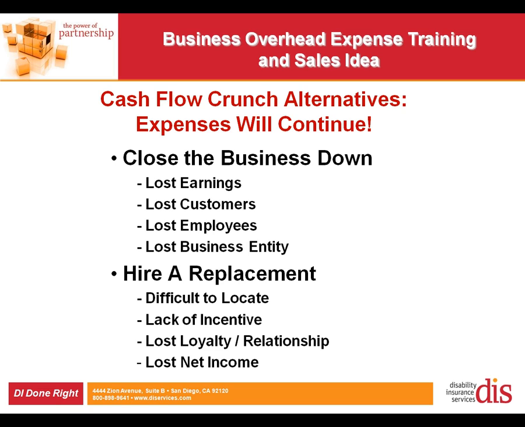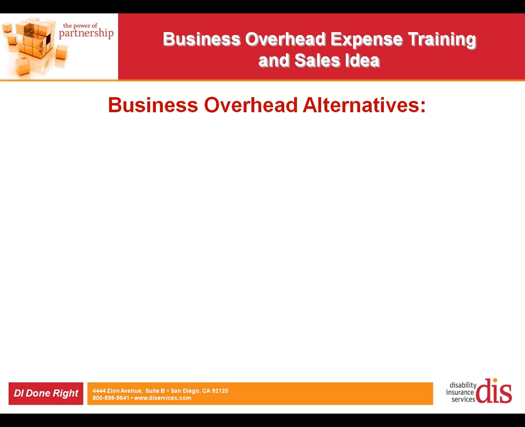Moving on, you may lose loyalty or relationship with your existing clients, your existing customers, if you hire somebody that you don't have as close of a relationship with as you or the client did before they became disabled. And essentially, that could lose some net income. So those are some alternatives, because the expenses are going to continue. But this is all part of the reason why I feel it's so important to offer the BOE policy to any business owner out there or those who qualify for it.